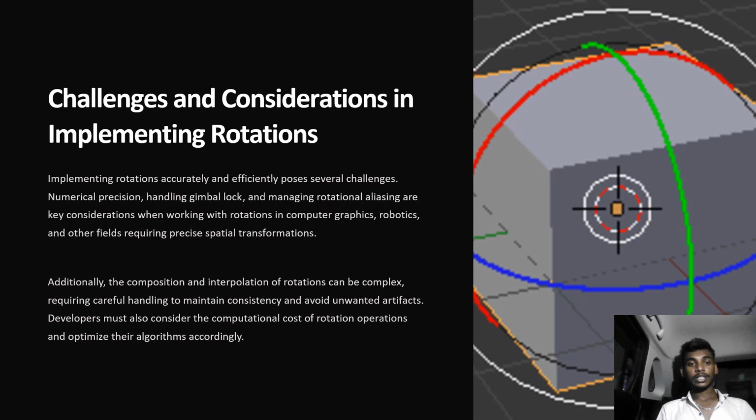Challenges and considerations in implementing rotation. Implementing rotation accurately and efficiently presents several challenges. Numerical stability, gimbal lock, and meaningful rotation representations are key considerations when working with rotations in computer graphics, robotics, and other fields. Composition of rotations requires careful handling to maintain consistency and avoid errors.